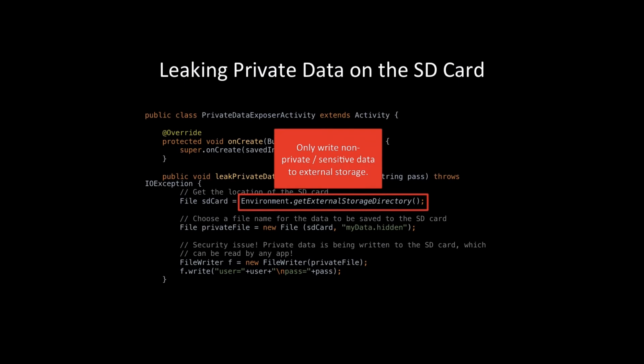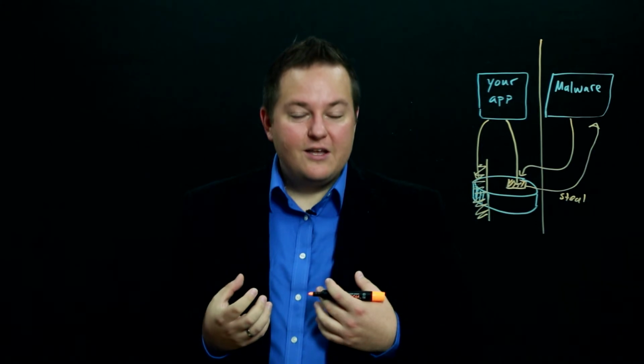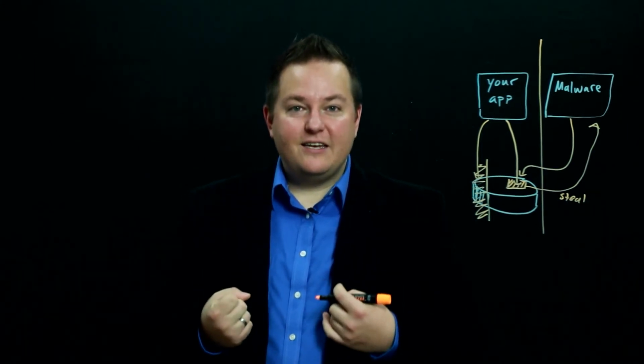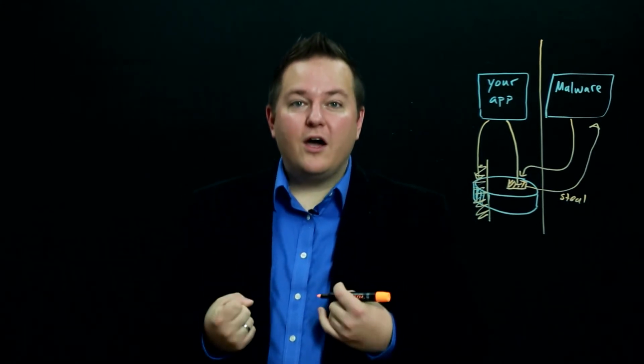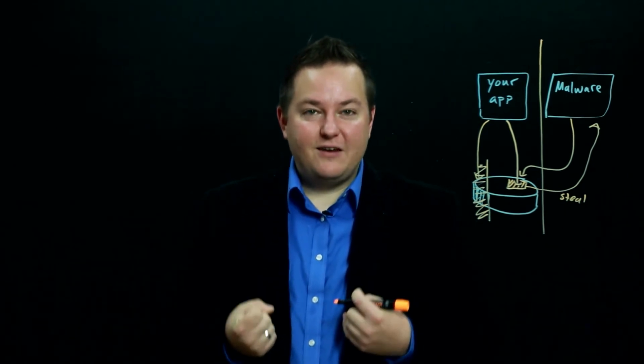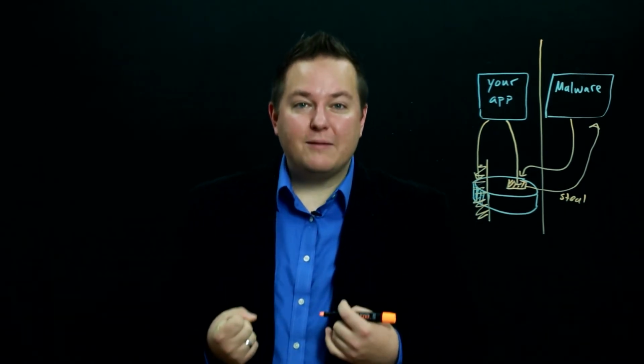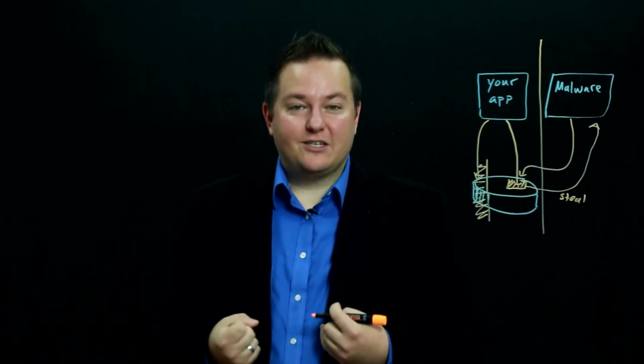Regardless of whether you're encrypting data or not, anything private should never get stored on the external storage directory. There is no reason to take data that's private, even if it's encrypted, and possibly expose it to other applications by storing it on the SD card. If you see data that's going to the external storage directory, check and ask: is this data something that's public? Do I want every other app to read it? And if there's any case where you say, I don't want another app to read it, then you shouldn't be storing it on external storage.